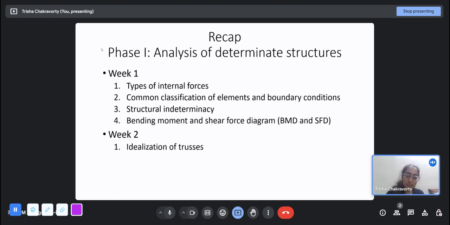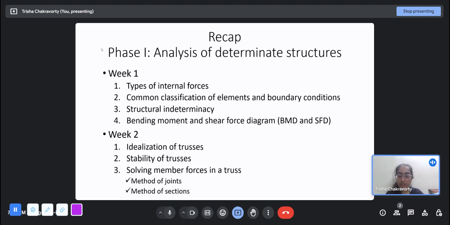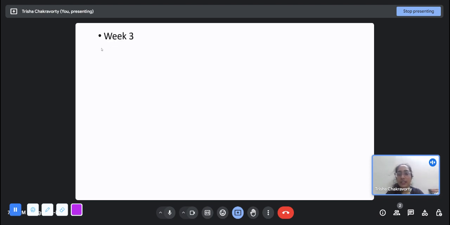In week 2, we specifically focused on trusses. We looked at how real world trusses are idealized as 2D trusses that are easy to solve, stability of trusses, and solving the member forces in a truss using two methods: method of joints and method of sections. In week 3, we looked at the other kind of response that a structure can give. The structure can give two types of responses. One is the stress or the forced response, and the other is the strain or the displacement response. So in week 2, we looked at the forced response of truss, and in week 3, we looked at the displacement response of a truss.